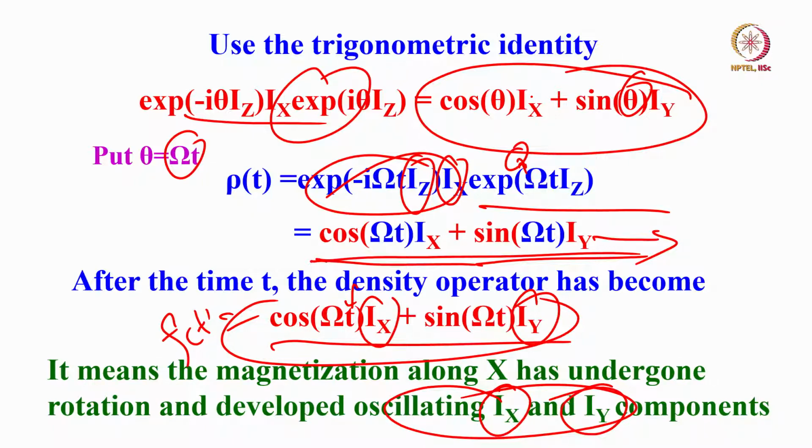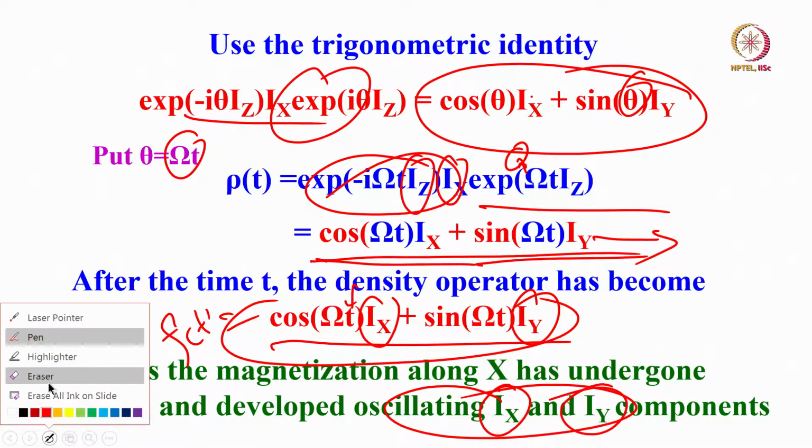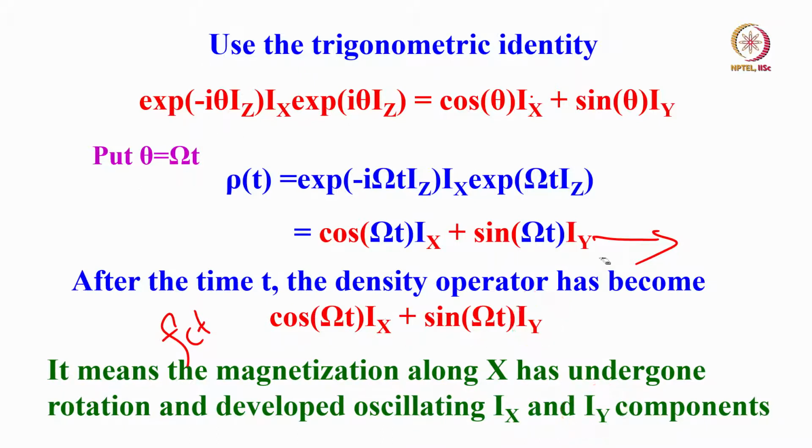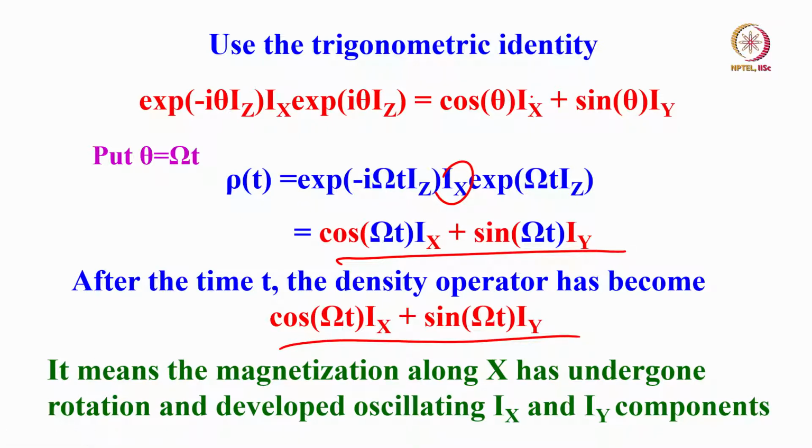What we understood is, we know the free precession Hamiltonian is, what is the free precession Hamiltonian we understood? It is nothing but Iz into omega. Omega is the offset, and of course we applied a pulse along the x axis, and that is what rho of 0 is. Rho of 0 is equal to Ix now, because the pulse is applied along the x axis, and then we know the Hamiltonian, we just plugged in, used the trigonometric identity, and found rho of t as a function of time. The magnetization which was along the x axis has undergone rotation and developed oscillating Ix and Iy components.